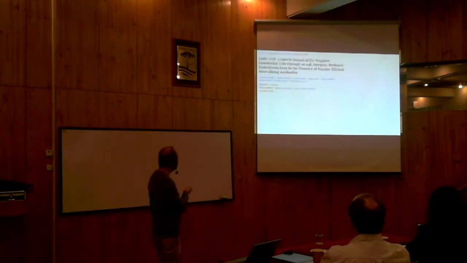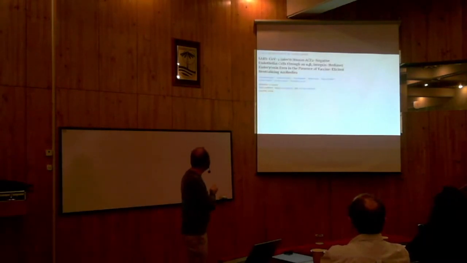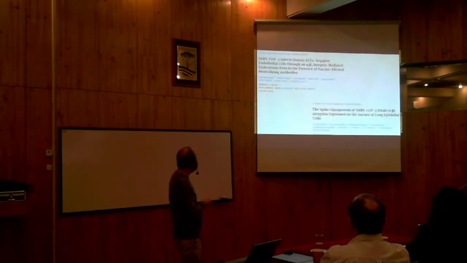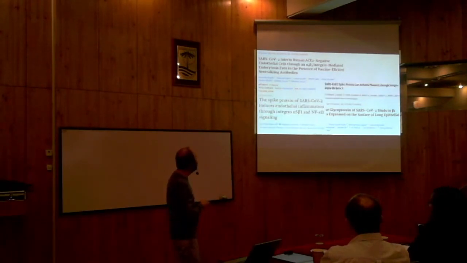There are other papers that also now show integrins, like this one, alpha V beta 3. This shows binding to the beta 1 integrins. Again, another one of alpha 5 beta 1. And a new one, alpha 2B beta 3. This is kind of new, I haven't seen it before, but they also show that this spike protein can activate platelets through integrin alpha 2B beta 3.